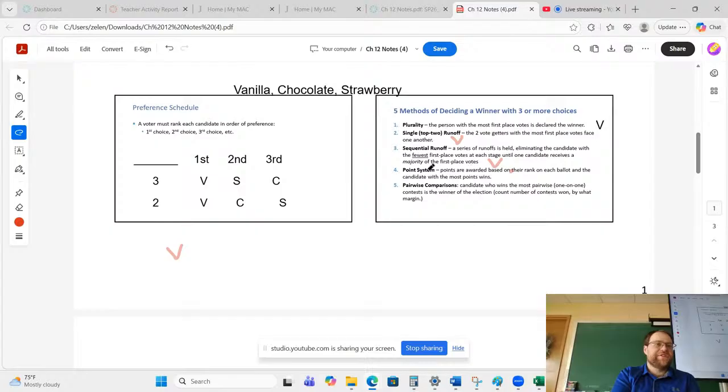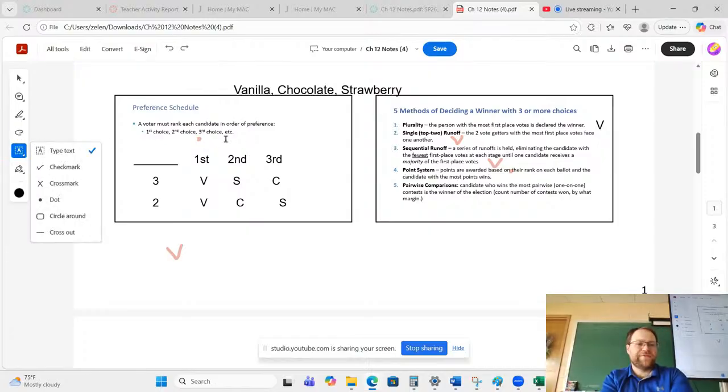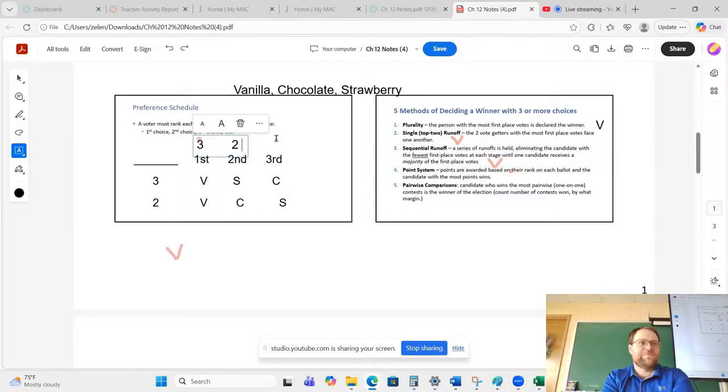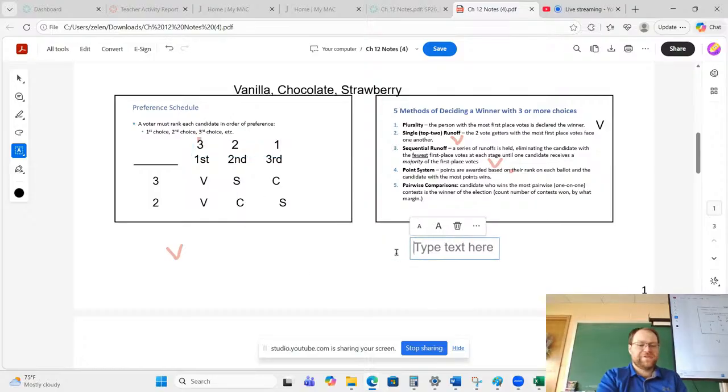Okay, the fourth one is going to be a point system. So this would be if you get a first place vote, say it's worth 3 points. Second place would be 2 points. Third place, 1 point. So if we go through each of these flavors, vanilla has how many votes in first place altogether? 5. Each of them are worth 3, so 15 points for vanilla.